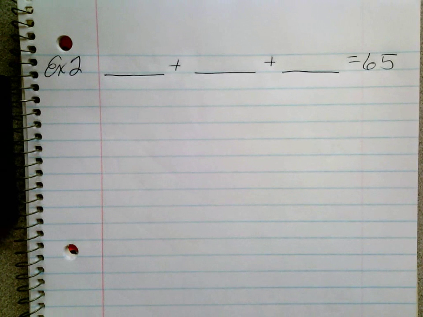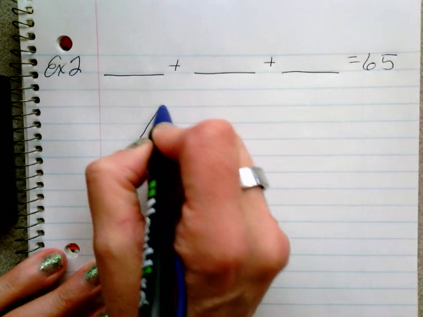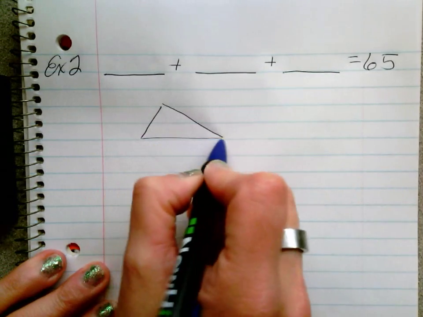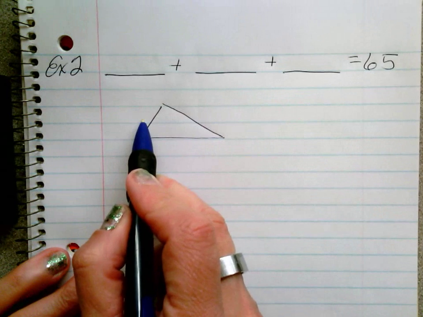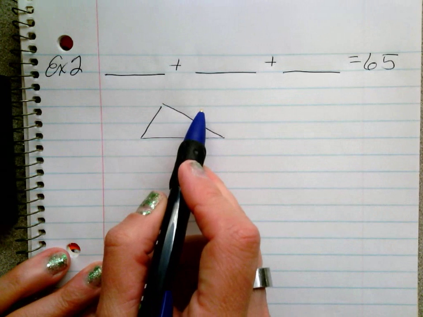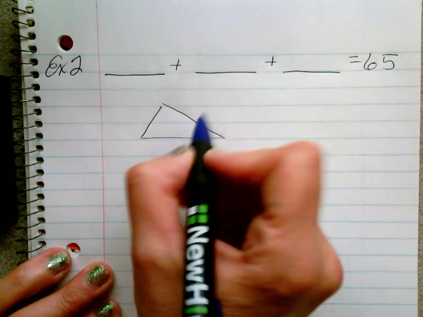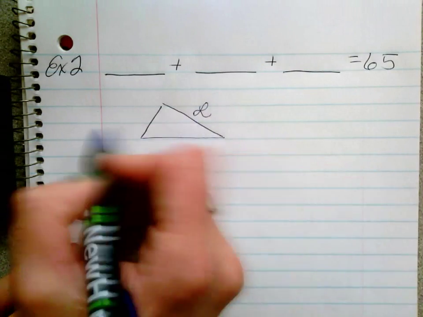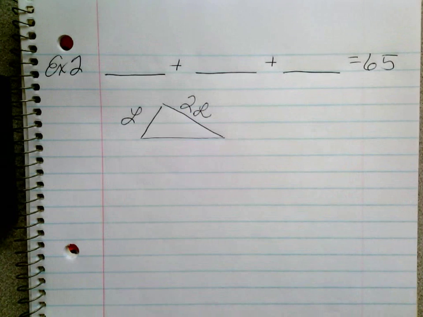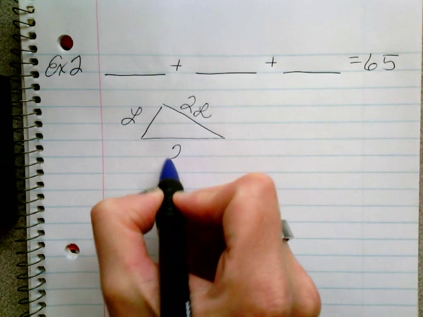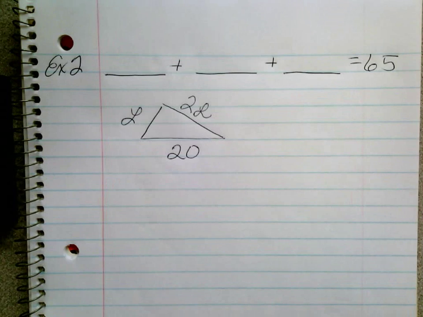What do we know? The length of the first side is twice the length of the second side. So to sketch this, here's length, and here's length, and this one's double that. Would you agree? The length of one side is twice the length of the other. And the third side in question is 20, right?